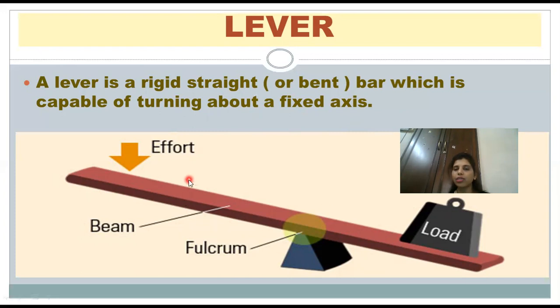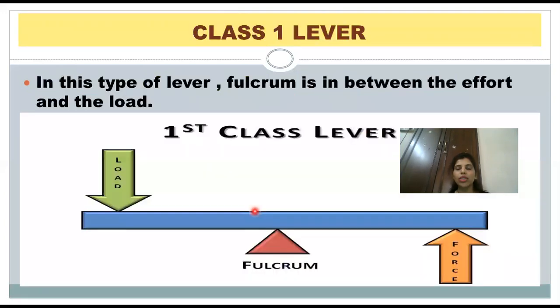Load and effort. So it can be a bent or a straight rigid bar which is fixed at one point and can turn around this fixed axis, and because of that you will see that sometimes the mechanical advantage MA is more than 1, sometimes less than 1, and sometimes equal to 1. So let's see now class 1 lever.